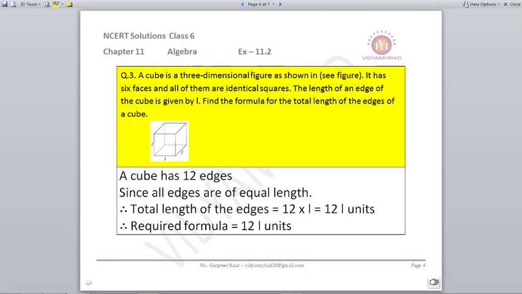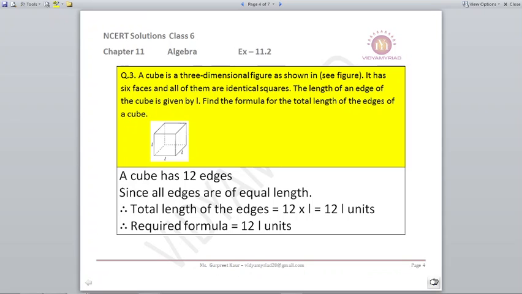Question number 3. A cube is a 3-dimensional figure as shown below. It has 6 faces and all of them are identical squares. The length of an edge of a cube is given by L. Find the formula for the total length of the edges of a cube. Now we know that a cube is a 3D figure and it is made up of squares. When we join 6 squares together, then we get a cube.